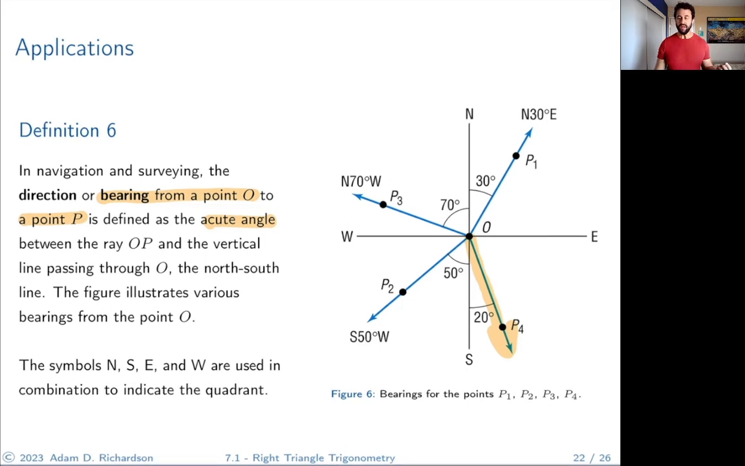Okay, well, let's look. The angle is going to be 20 degrees, and because we're in the southeast quadrant, the bearing is going to be south 20 degrees east. So we would write it like so. South 20 degrees east. And that's the bearing for that ray, OP4.